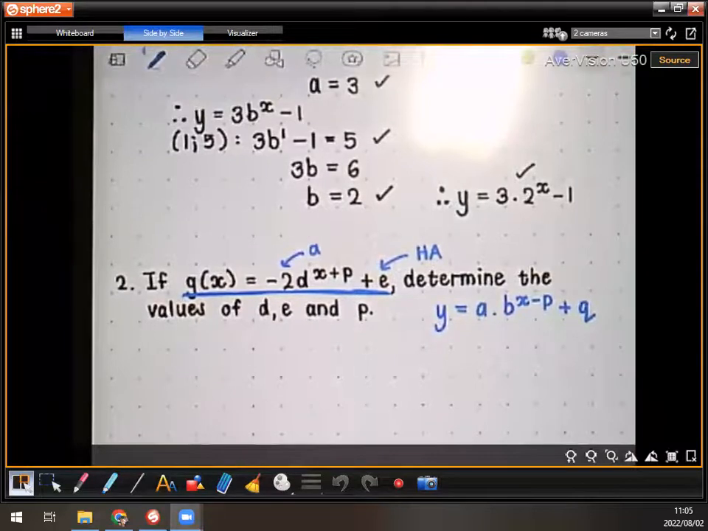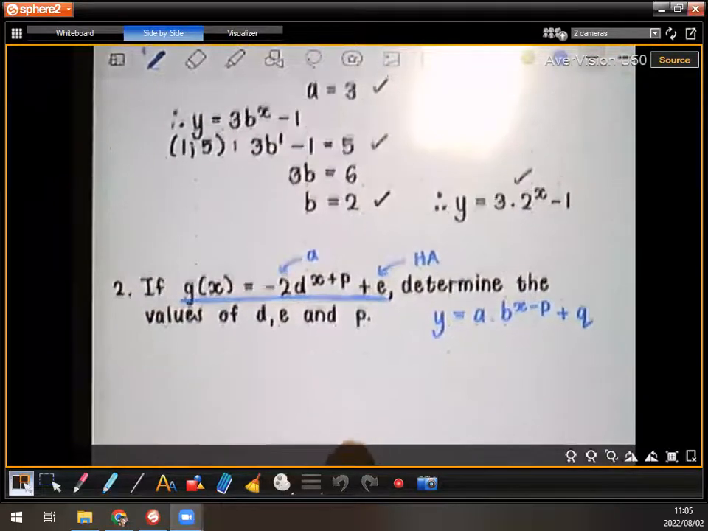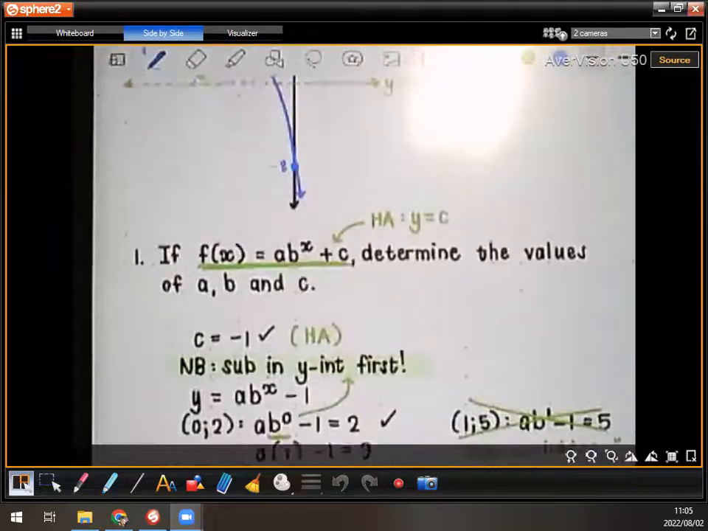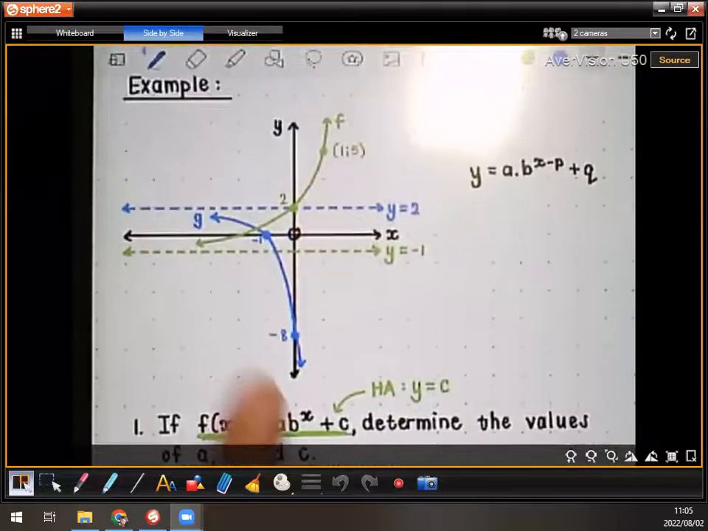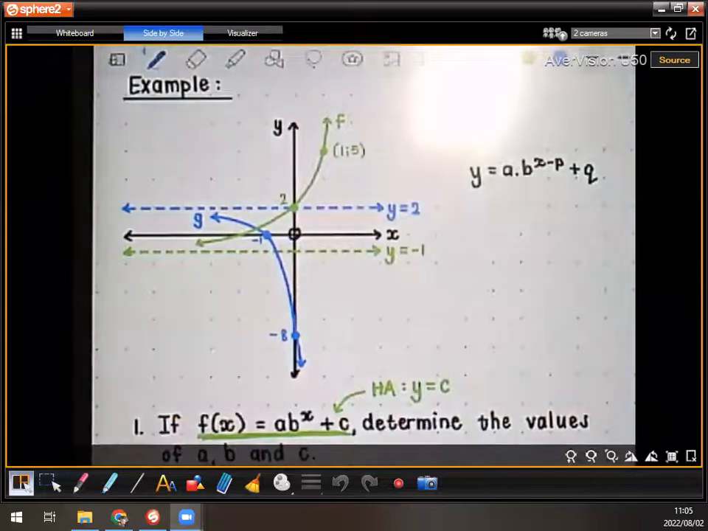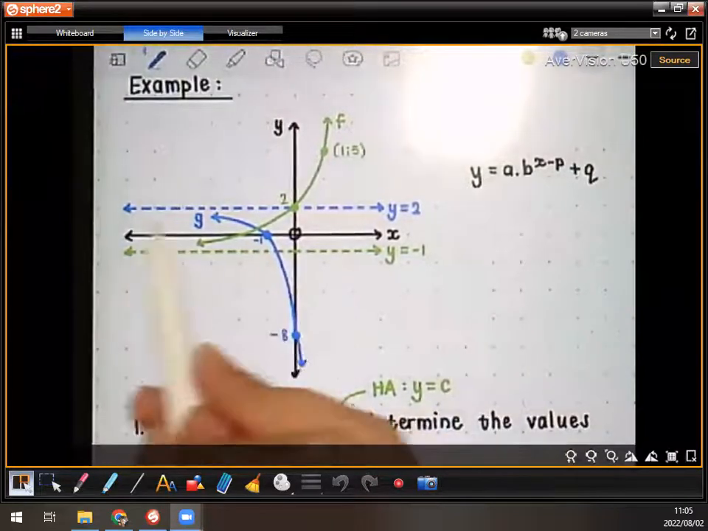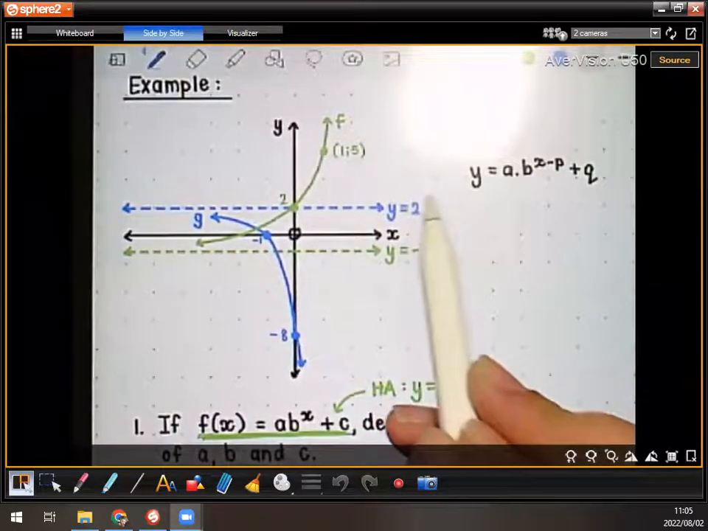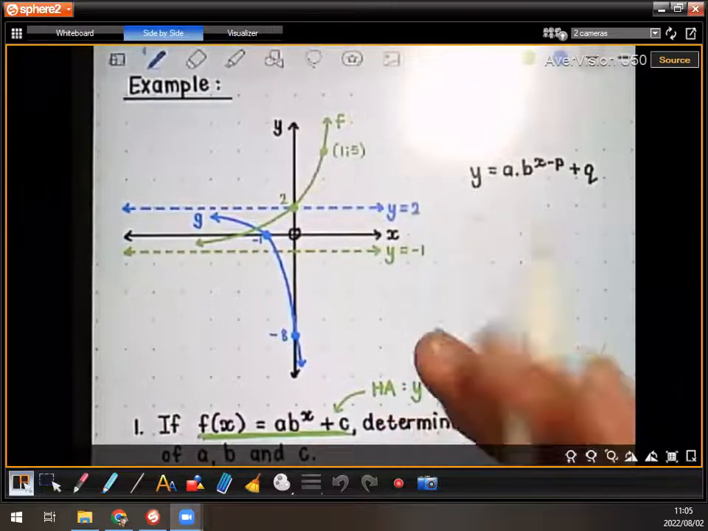The constant term, the one that's just a number, the one that doesn't have an exponent of x, that is the asymptote. So let's look at our graph, guys. The asymptote is always the easiest one to see. What is the value of our asymptote? The blue asymptote is 2, right? Y equals 2 is the blue one. So E is going to be equal to 2.